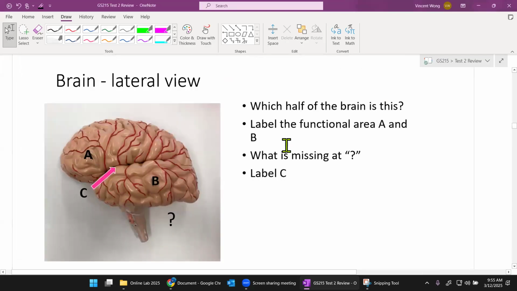So Peace, I'm gonna pick on you, since you asked the questions, for no other reason. I want you to tell me which half of the brain this might be. That is the left half. That's right. You guys got it very well. This is the left half because it's not cut open, right? And even if I take away the cerebellum, you're still able to tell it's the left half. So that's good. So what's missing at the question mark? That's the cerebellum.